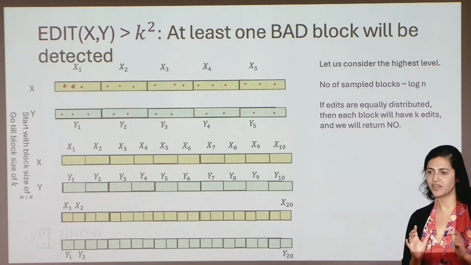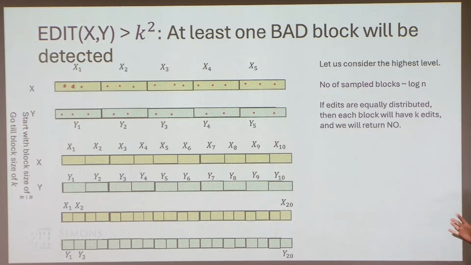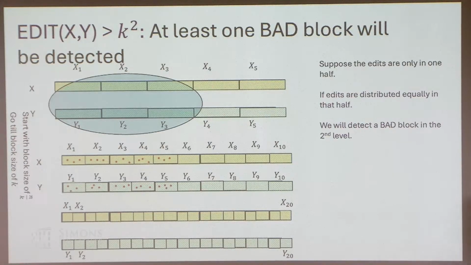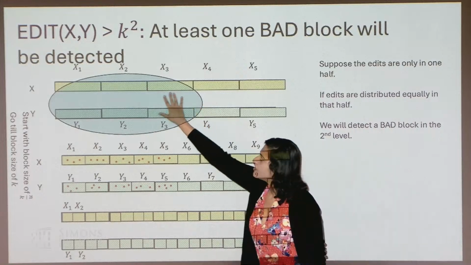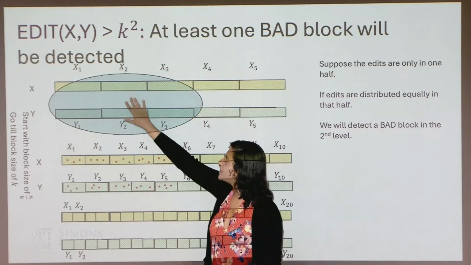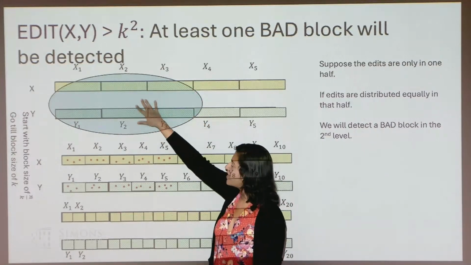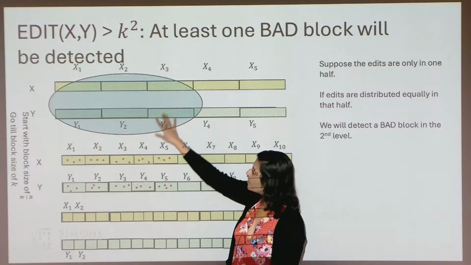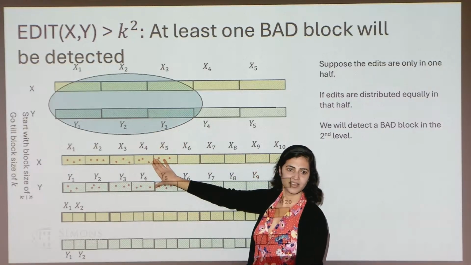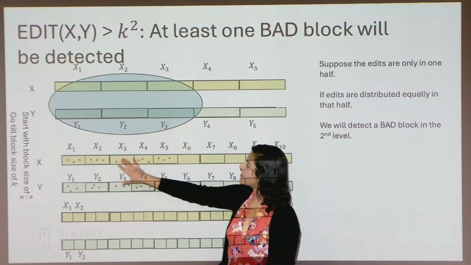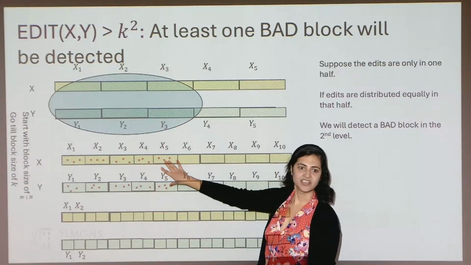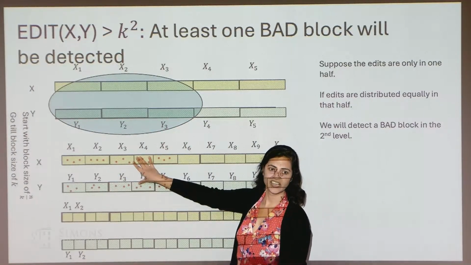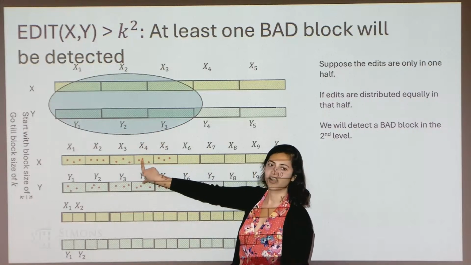But it might happen that the edits are not uniformly distributed, but concentrated on the first half of the string. Suppose all the k squared or greater than k squared errors are concentrated on the first half of the string. Then if you look at this level, in the first half of the string there are at least k blocks. You will be sampling one such block, and for that sample block, you will be returning no.